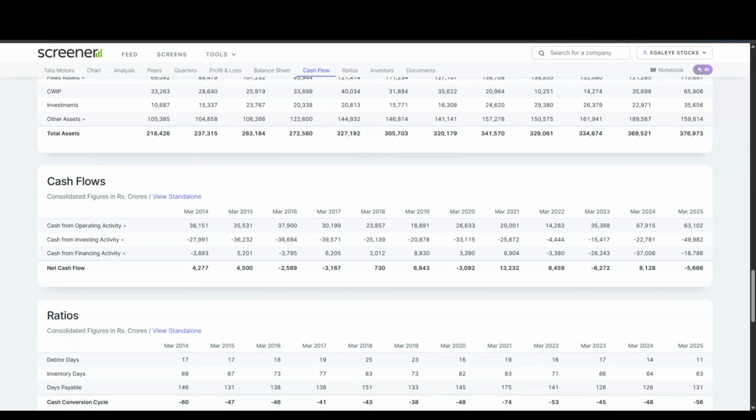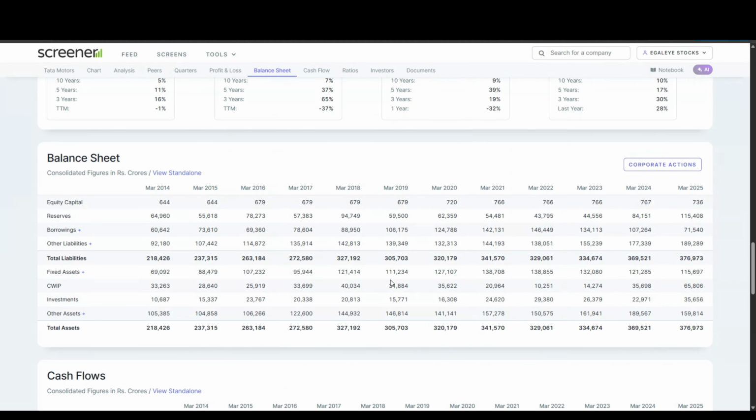The next one to look at is the balance sheet. To look at the balance sheet, we have to go here. If we want to understand the balance sheet, the important things we should know are borrowings, reserves, and investments. I like to see any company that has less and less borrowings.